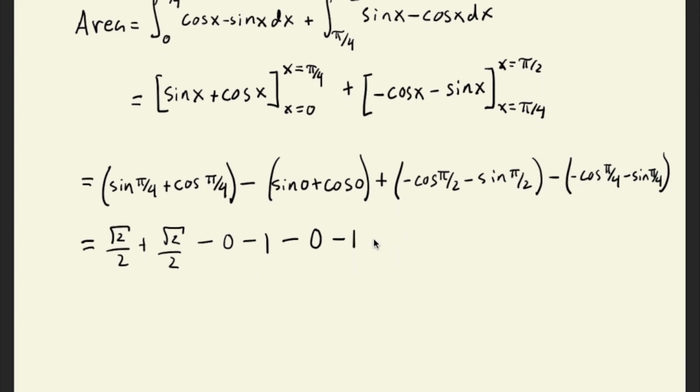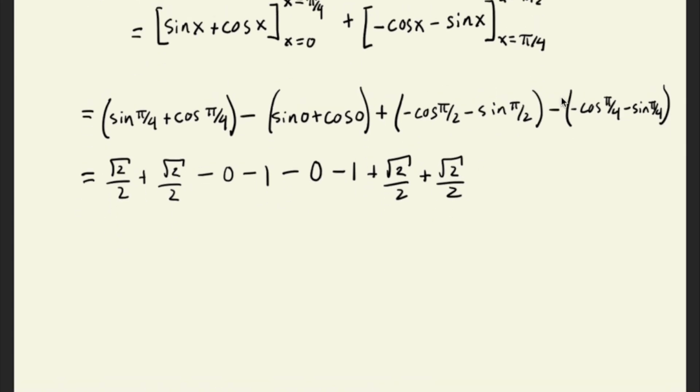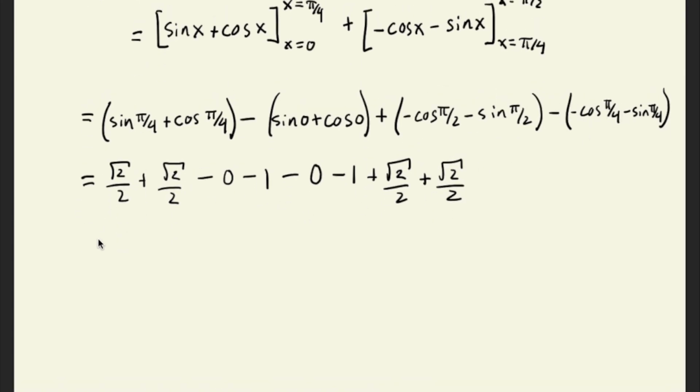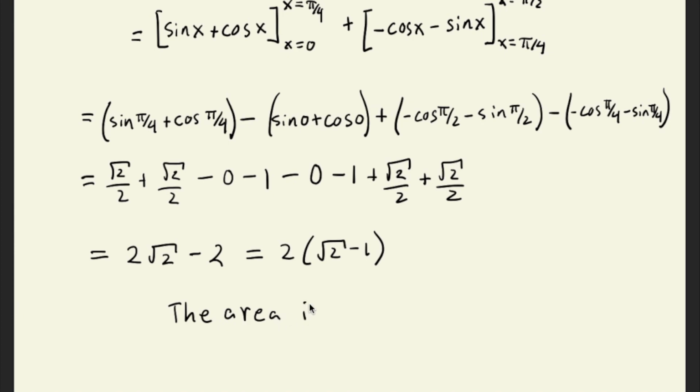And this is plus root 2 over 2 plus root 2 over 2, because there are two negative signs here, so it turns into a plus. These two together give you a root 2, and there's this one, so you get 2 root 2. These two negative ones together turn into a negative 2, which is equal to 2 times root 2 minus 1. That's the area. 2 root 2 minus 1.